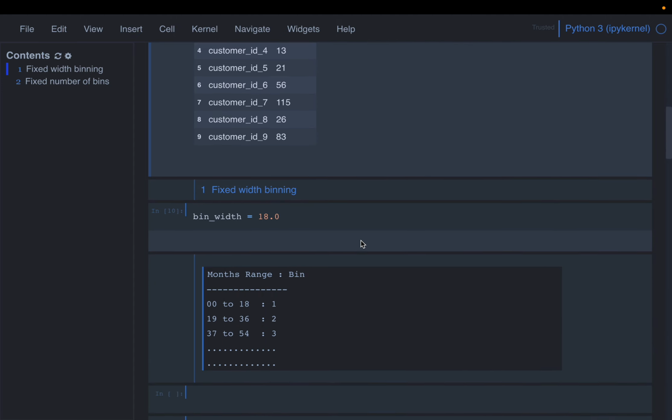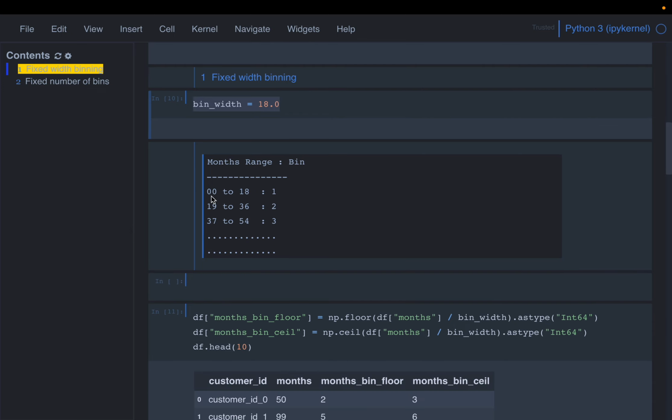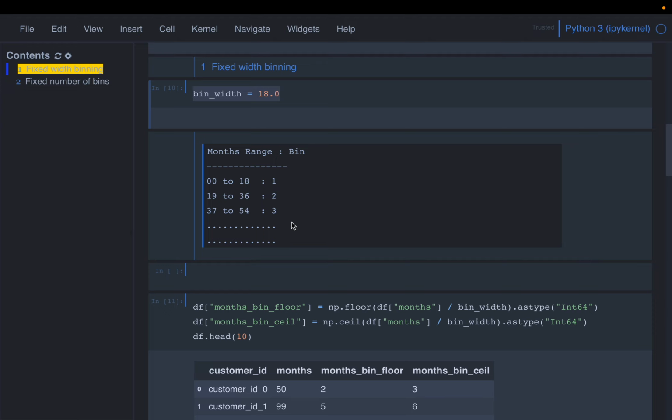So here what we are going to do is, here we have defined a variable called bin width equal to 18. Now we are going to transform the data to this format. So if the customer is with the company between 0 to 18 months, we transform it to 1. If it is between 19 to 36, then 2, then 37 to 54 to 3, and so on.